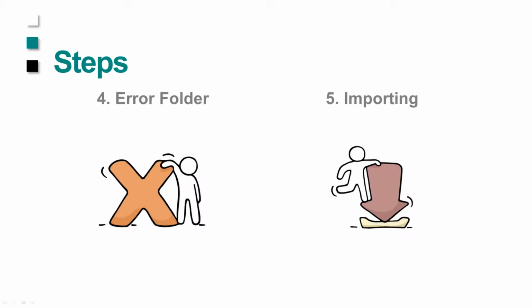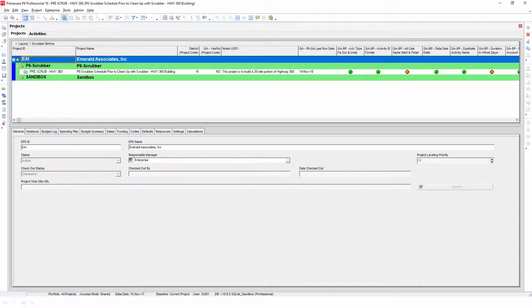We also have an error folder. If P6-Scrubber cannot run on that particular file, it will put it into the error folder. In that case, you're probably just going to want to send that schedule back to wherever it came from and have them fix it. If it is successful and you are okay with importing that file, it's been cleaned and everything is removed that needs to be, and all the validations are okay, you can go ahead and import that file into your database.